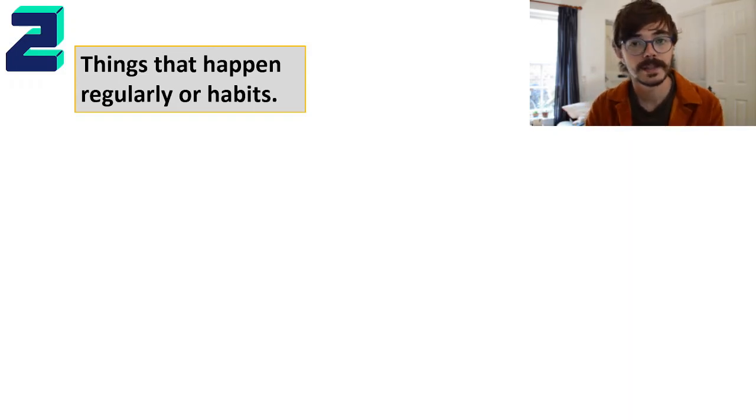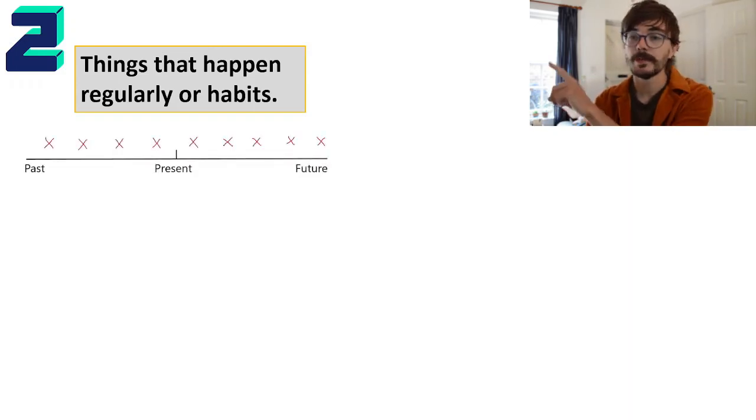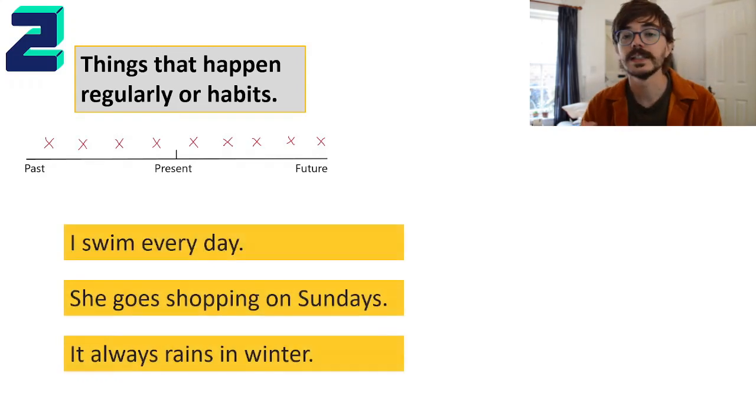Now the other time that we use the present simple is for things that happen regularly or are habits. So here you can see the past, the present and the future and different actions that happen regularly throughout that time. For example, I swim every day. So I did it yesterday, I did it the day before, and the day before. I will do it today, I will do it tomorrow, I will do it the next day. It's something that happens very regularly.